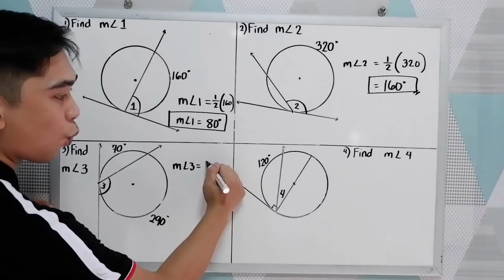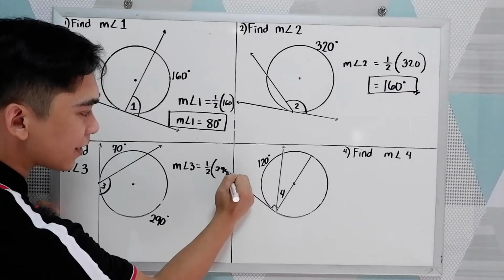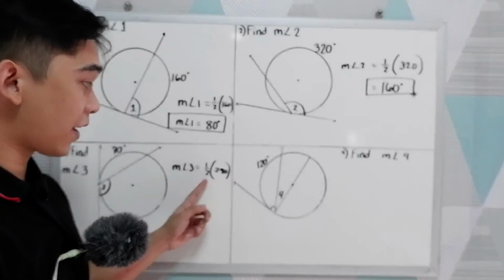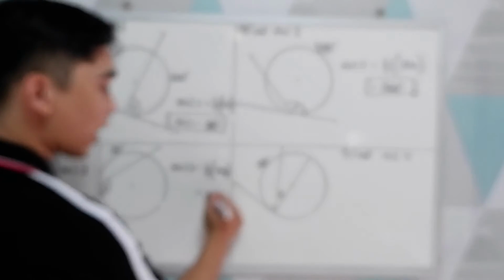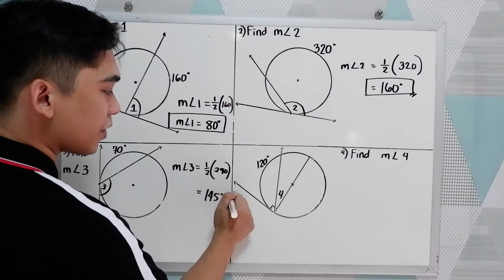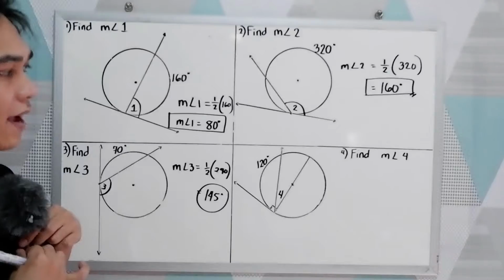Now we can get the measure of angle 3. That is 1/2 of the intercepted arc, 290. Now we have 290 divided by 2. That is 145 degrees. Okay, that will be the measure of angle 3.